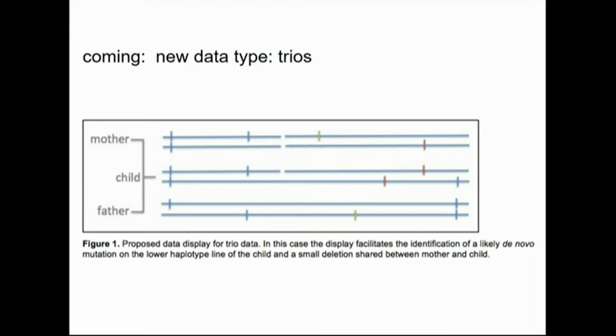And a little further out is our display. It's in our grant year, which doesn't end until June 30th. So sometime in the next 10 months, there will be a way to load your own data as trios, so you can see the mother, the father, and the child together. This is a little fuzzy because it's a screenshot of a screenshot. But you can see this upper chromosome here came from the mother. There's a little deletion there, and those two variants there came from the mother.